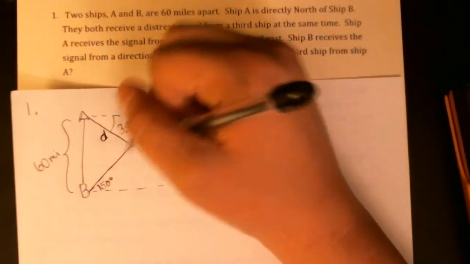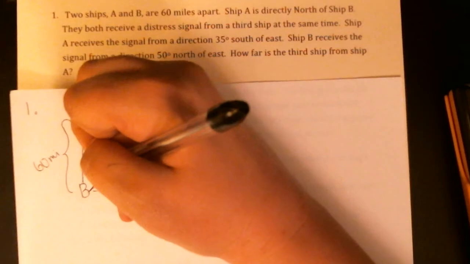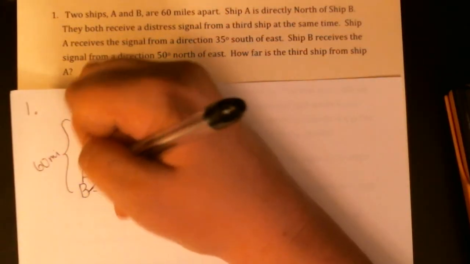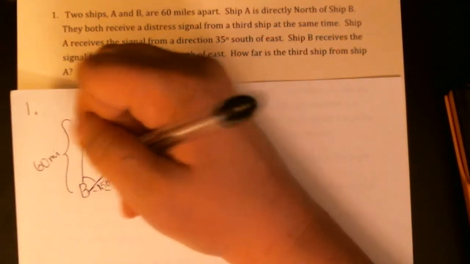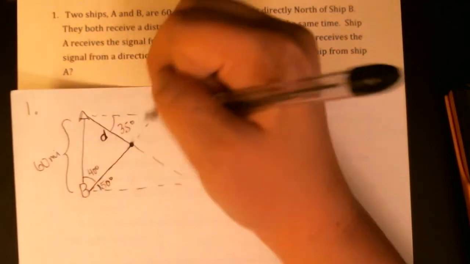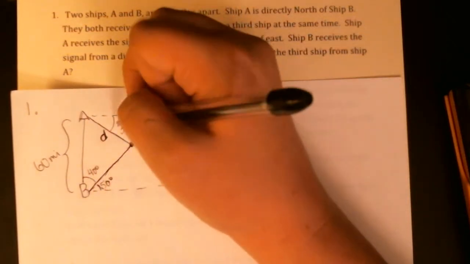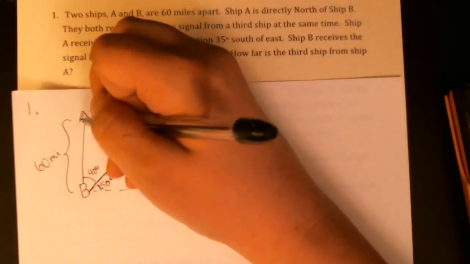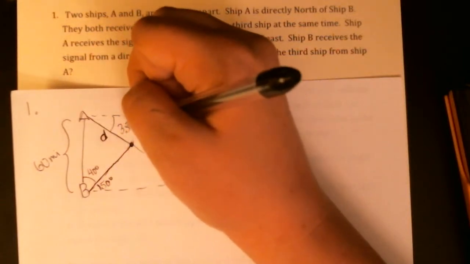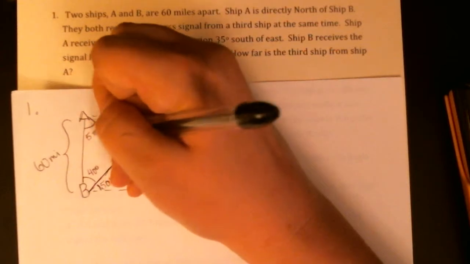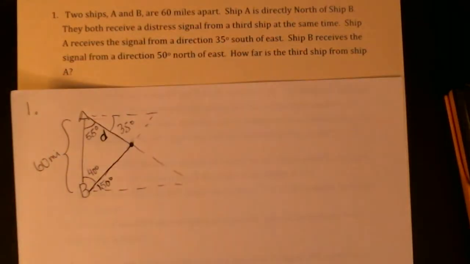The problem is that these angles are not interior angles, but we can say, well, if this is due north and this is due east, then that's a 90-degree angle. So if we have 50 down here, it would be 40 up here, which makes me think I didn't draw this quite steep enough. And then over here, same thing, due south and due east, that's a 90-degree angle. So 35 degrees there would leave me with 55 degrees here.